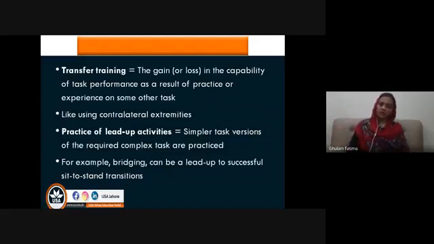Then we have practice of lead-up activities. This is simply that a simpler version of that movement is performed by the patient, and then complex tasks will be performed ultimately. A very good example is that if the patient has to do sit to stand, first we will make him do bridging, because the hip extension required in bridging is also a part of sit to stand. Then you can make him do foot slides, which are again required during sit to stand. So simpler versions of that activity can be performed, and that is called practice of lead-up activities.